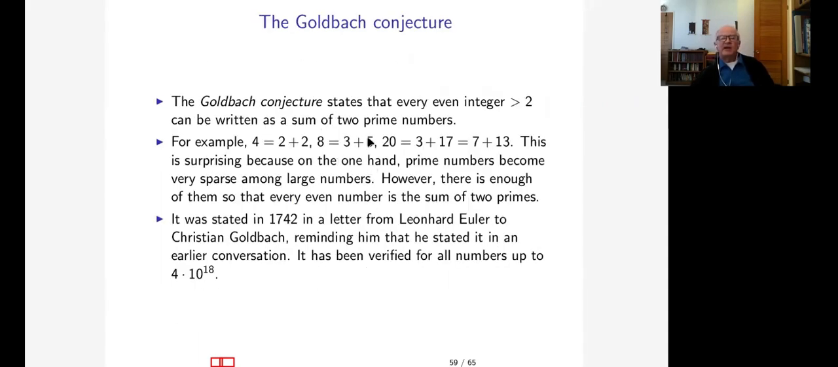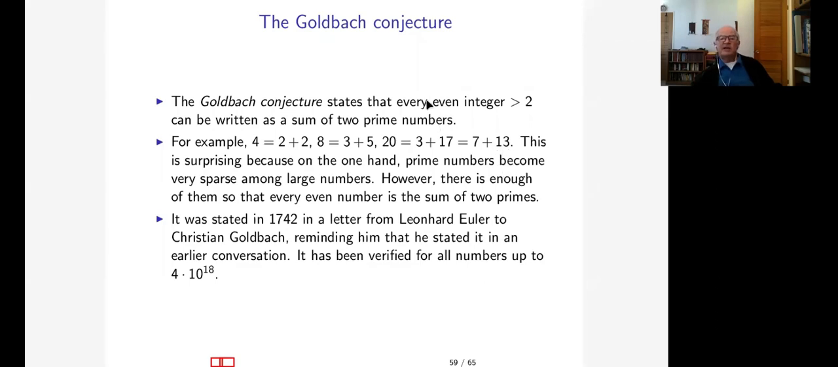But now to mention some conjectures about prime numbers. One famous conjecture is what we call the Goldbach conjecture. The conjecture states that every even integer bigger than 2 can be written as the sum of two prime numbers. So for example, 4 is 2 plus 2, 8 is 3 plus 5, 20 can be written as a sum in two ways, 3 plus 17 or 7 plus 13.